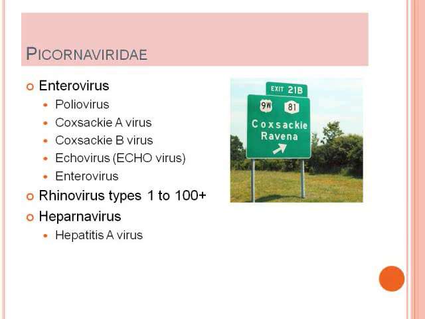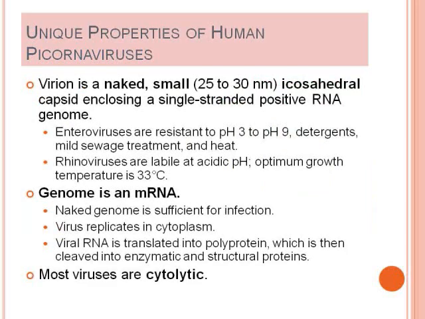Hepatitis A is infectious, so most of the time the hepatitis virus enters into your system with the food. Okay, let's talk about a bit of special properties of these viruses. So you can see from here, they are small, and they have a single-stranded positive RNA genome, so they are ready to go. They're just going to go and start multiplying because they have a positive RNA genome.